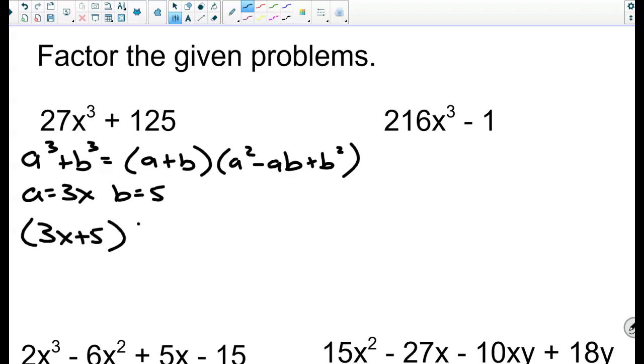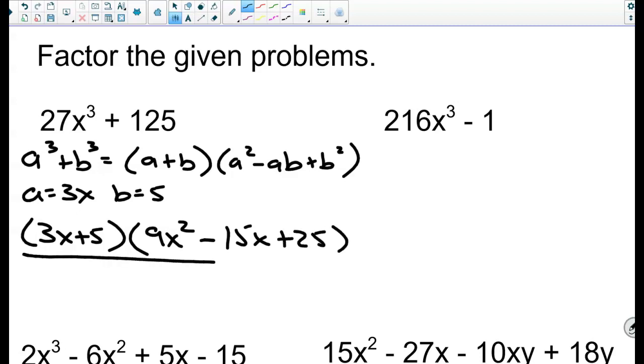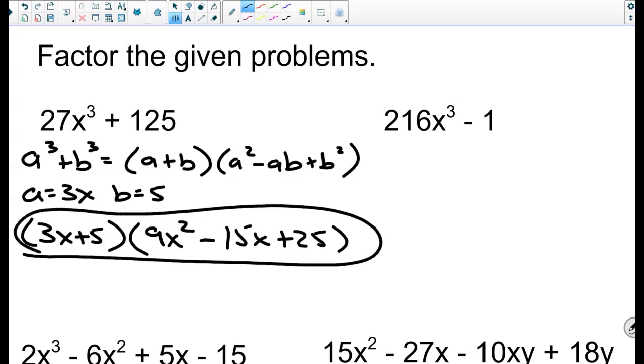3x plus 5. 3x quantity squared, 9x squared, minus 3x times 5 is 15x, and 5 squared is 25. There's our answer.